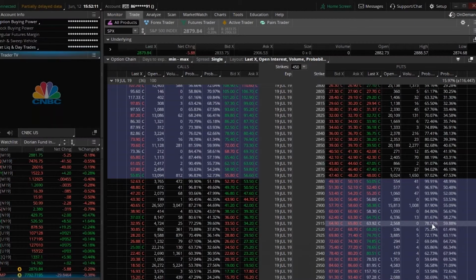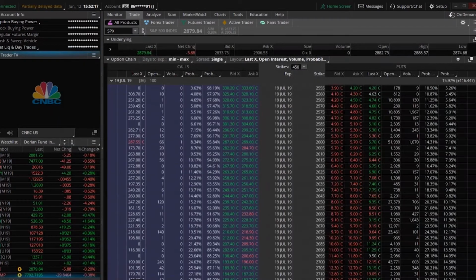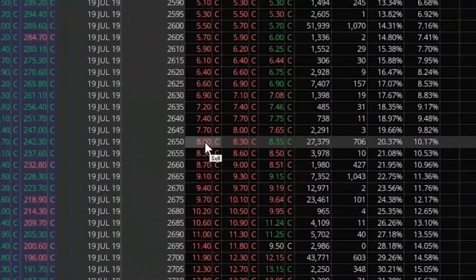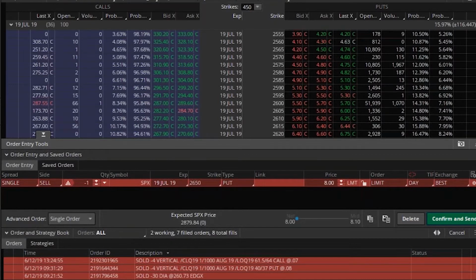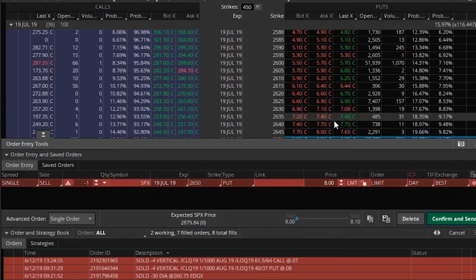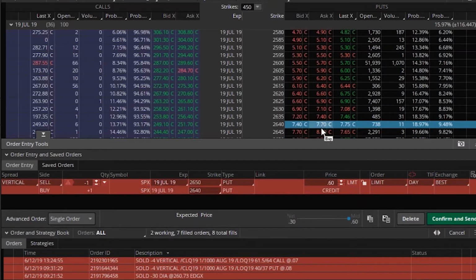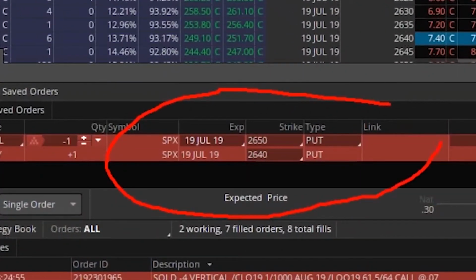If we jump over to the Thinkorswim platform, it's the same type of concept. We're looking at the SPX still. And if we go down to the 10 delta on the Thinkorswim platform, and we sell the 26.50, and we're going to buy the 26.40, and that's just clicking on the ask when you buy. So once again, this is a 10-point wide spread, and this is how it looks on the Thinkorswim platform.